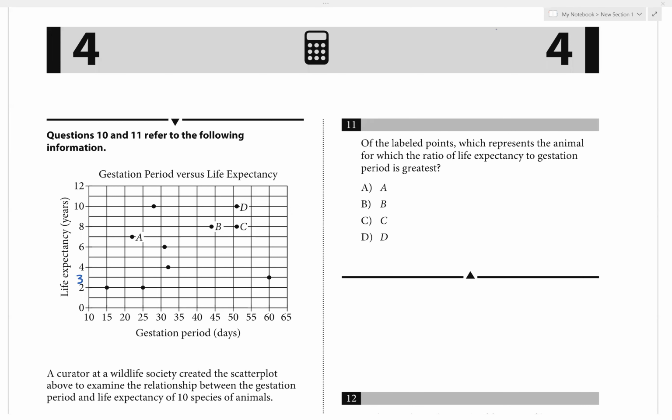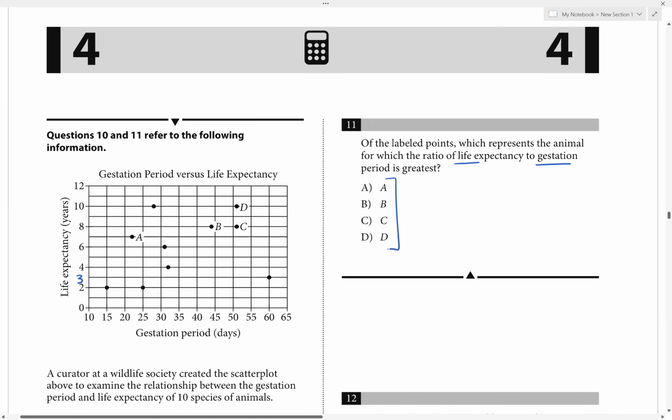Number 11, of the labeled points, which represent the envelope for which the ratio of life expectancy to gestation period is the greatest. Okay. So what we have to do is check the ratio of the life expectancy to the gestation period. To find the ratio, we have to divide the two numbers.